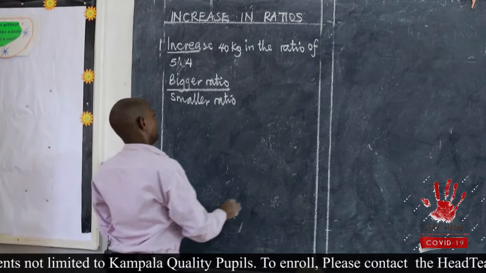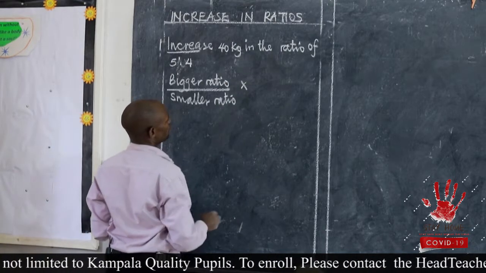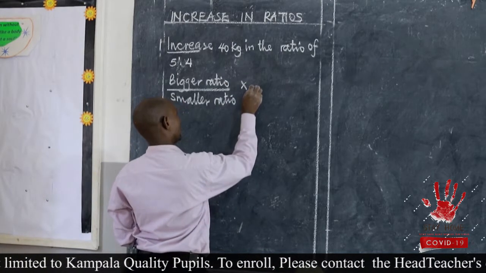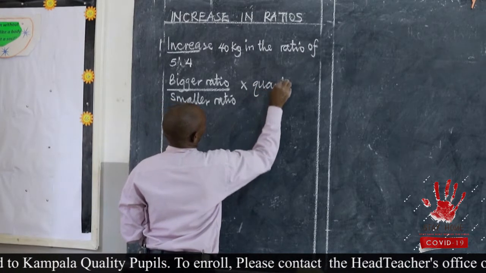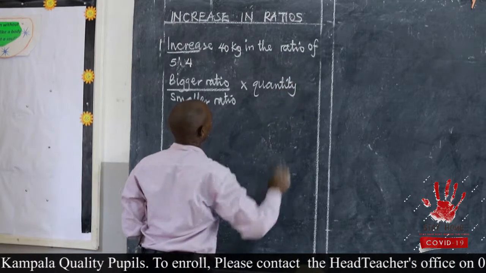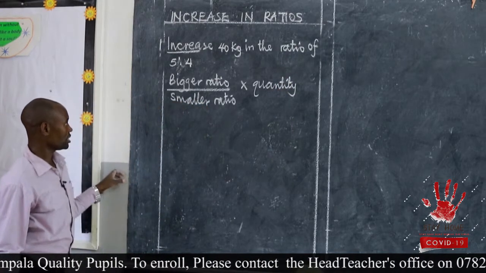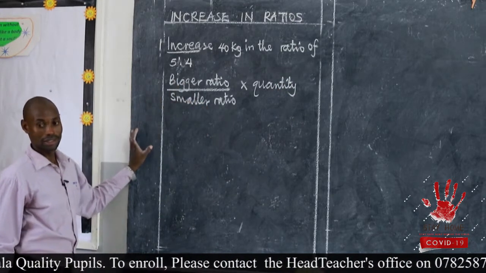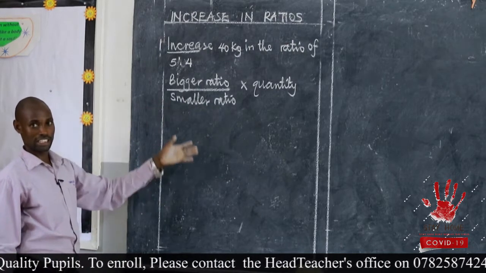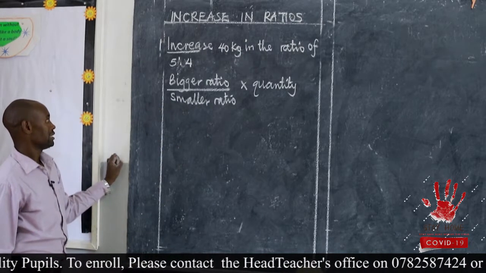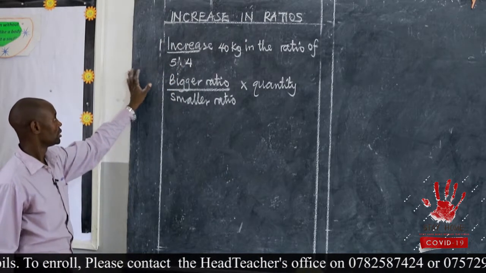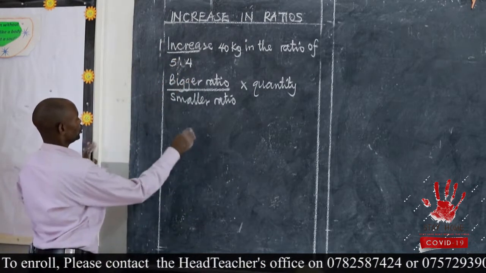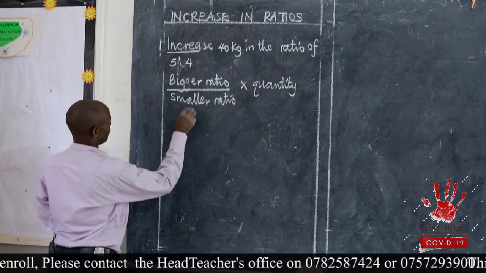Then that fraction should be multiplied by the given quantity. When we are increasing, we get the bigger ratio out of the smaller ratio, then times the given quantity. In this case, 5 and 4, which one is a bigger ratio? 5 is bigger than 4. So we shall have 5.